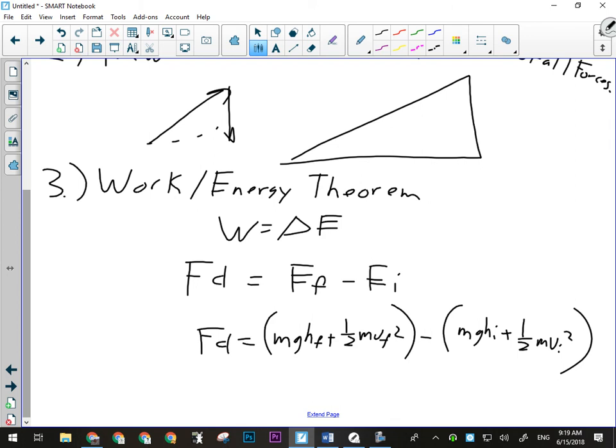Either the system is doing work on something and energy is going somewhere else, or work is being done on the system and energy is being gained. There'll be more energy at the end than there was at the beginning. All right, expect that there will be at least one problem in the written response to do with work energy theorem and a few multiple choice questions about work energy theorem as well.